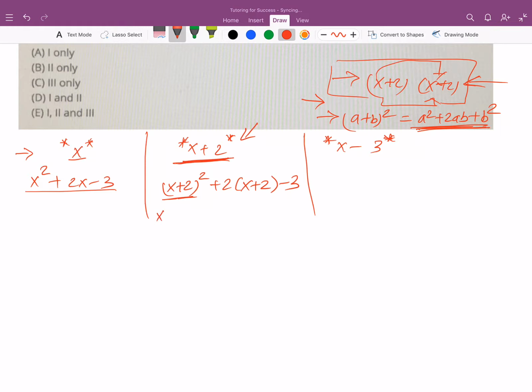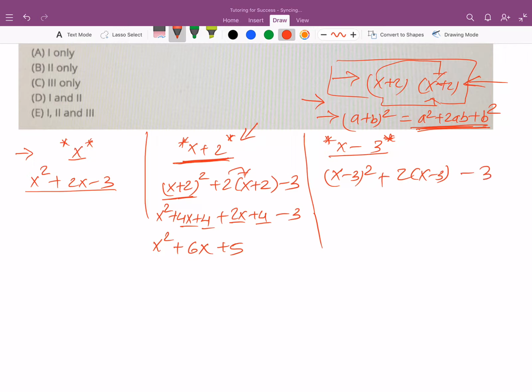Using that formula, I have x squared plus 4x plus 4, and then expanded with the distributive property, 2x plus 4 minus 3. x squared, then like terms for x are 4x plus 2x, both positive, so they add up to 6x. And then the constants 4 plus 4 is 8, minus 3 is 5, so that is done. For this, same thing, instead of x plus 2, now it is x minus 3. So x minus 3 squared plus 2 times x minus 3, minus 3.